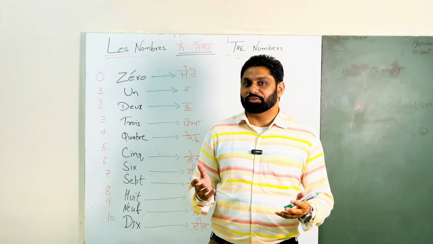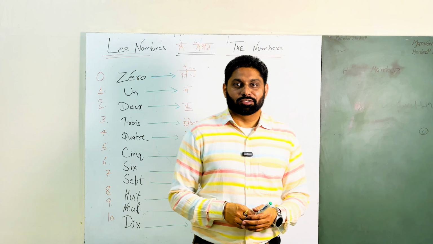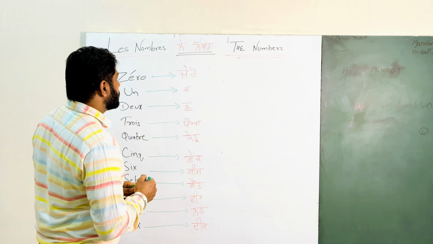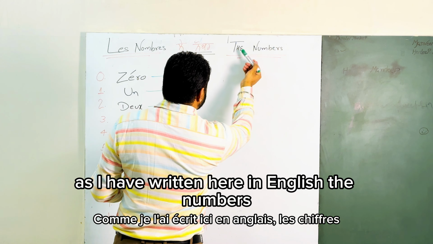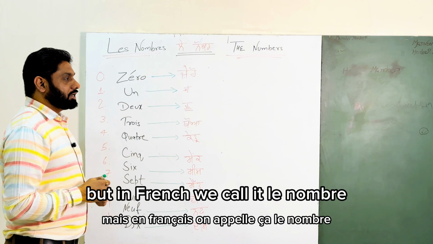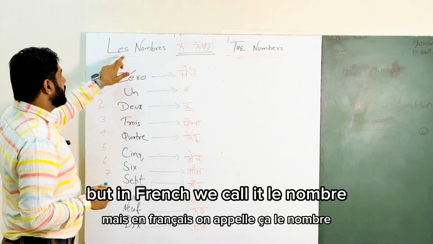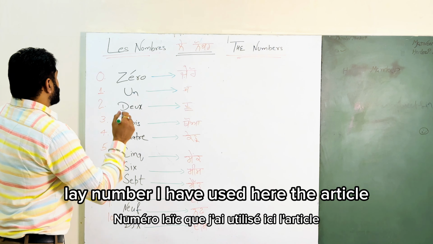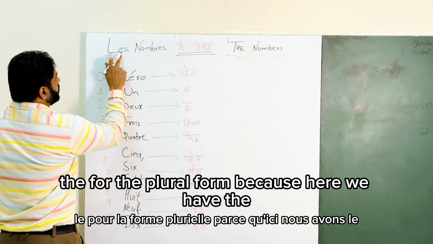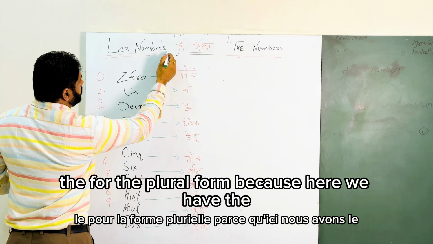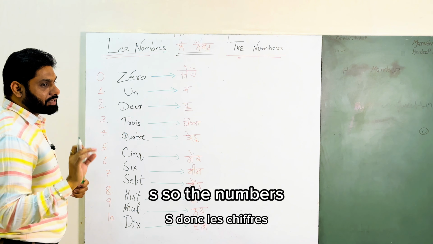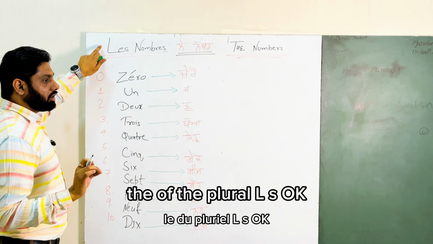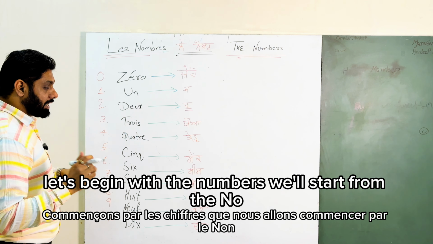In this class, we will begin with the counting. In the counting, what we call the counting in French, as I have written here in English, the numbers. But in French, we call it les nombres. Les nombres. I have used the article "the" for the plural form because here we have the S. So the numbers is plural, that is why we use the article of the plural, les. Okay, let's begin with the numbers.